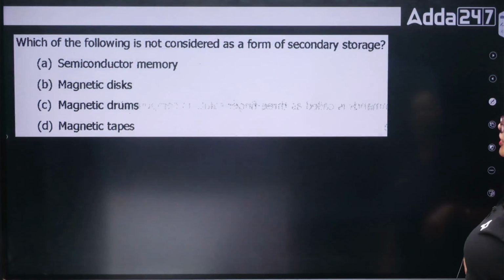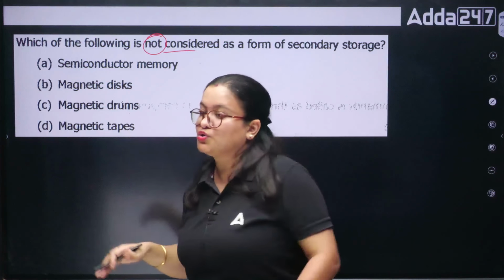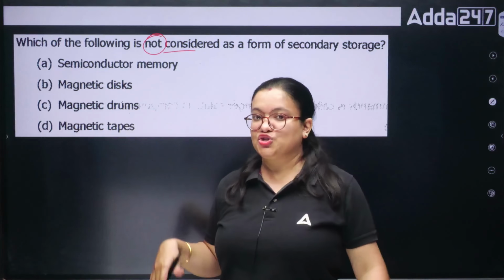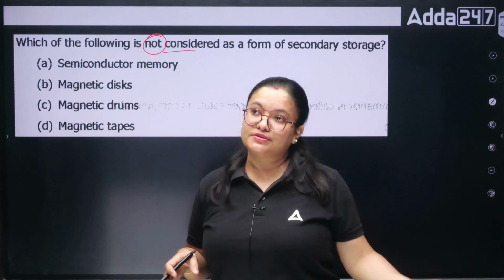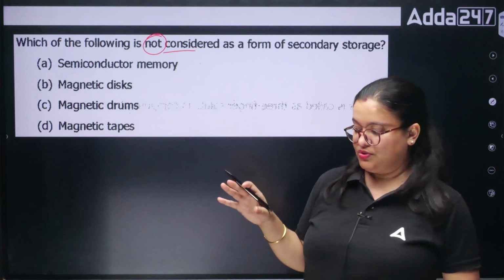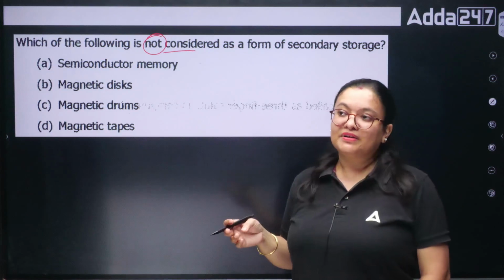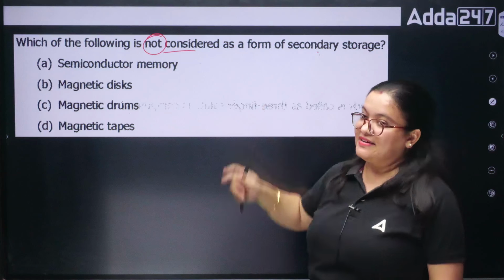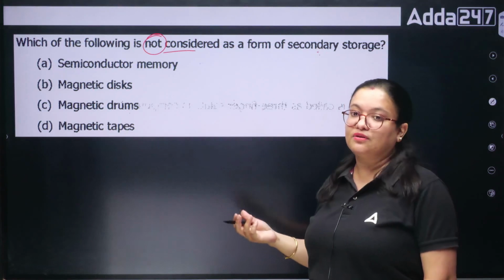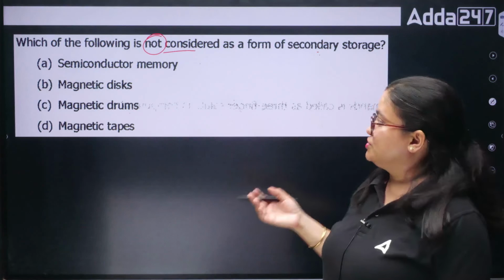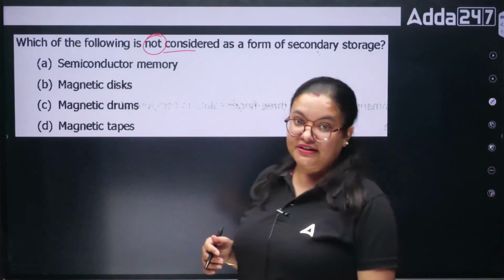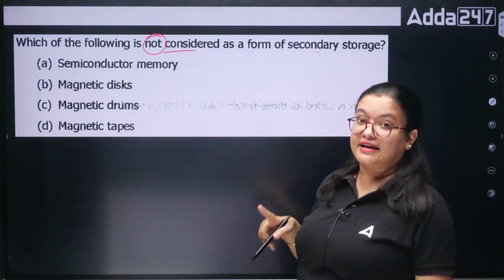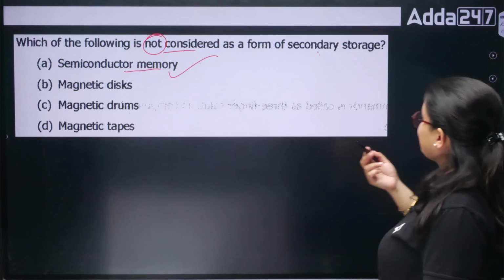Okay, next question, which of the following is not considered a secondary device? When we talk about storage devices, these are either primary or secondary storage. Primary storage devices are stored in the computer's main memory and save data temporarily, while secondary storage devices store data permanently until we delete it. Secondary devices are also known as non-volatile memory. Among these, there is one device which is not secondary, it is a primary device. So the answer is semiconductor memory, because it is a form of primary device.